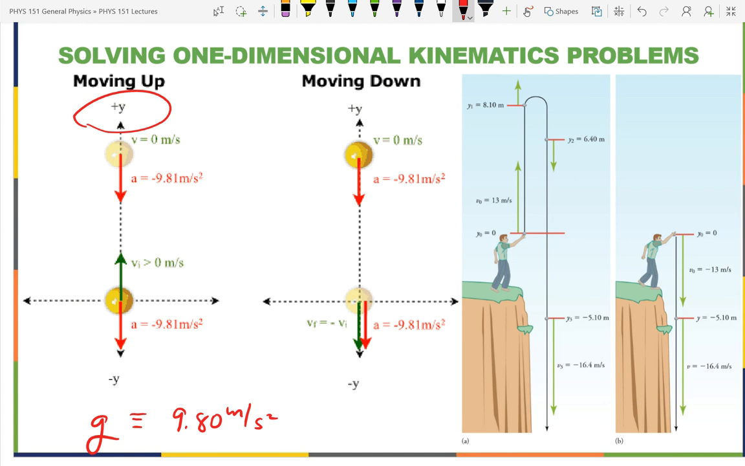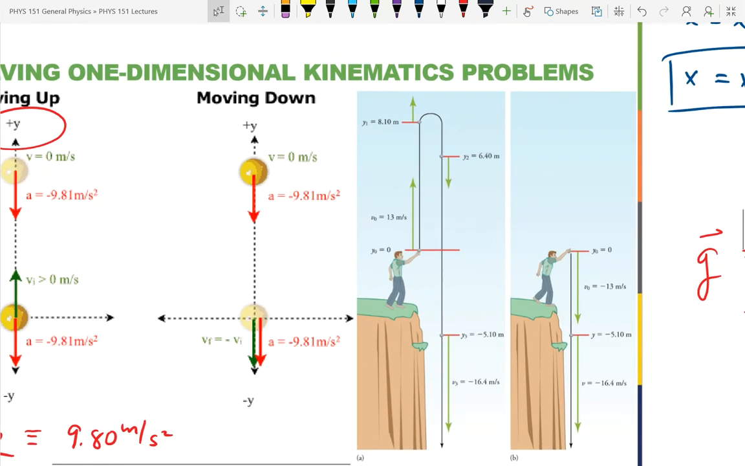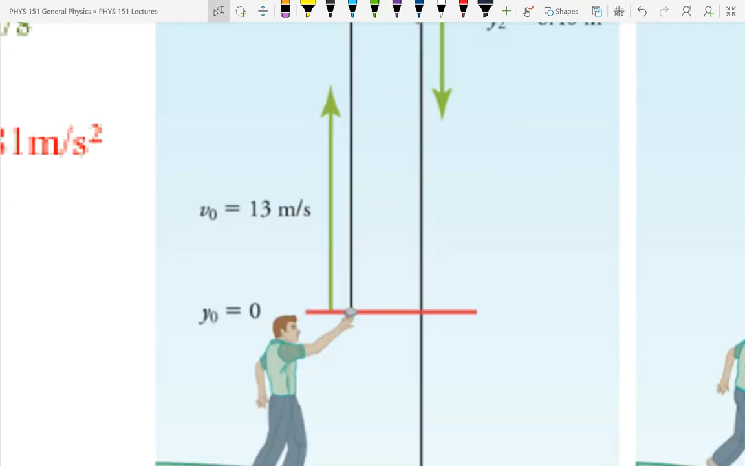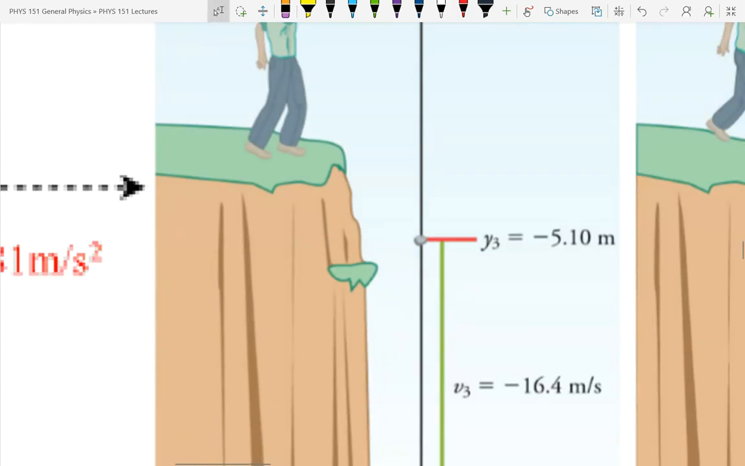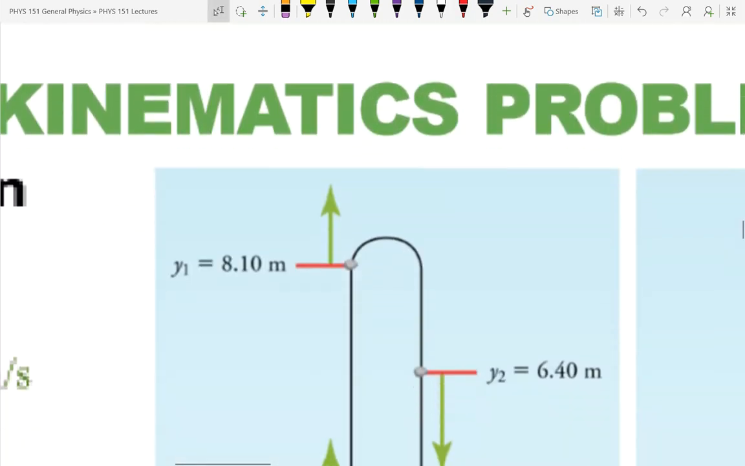Now in this picture, it shows a gentleman. And this gentleman is throwing the ball, and we're calling the height of the ball when it leaves his hand zero height. And it leaves his hand at an initial speed of 13 meters per second. And the problem actually asks how long is it going to take until it's 8.10 meters above where he released it. Actually, I think it says at 1 second it's here and 2 seconds there. But we'll see. Problems on the next page or next slide. And we go through. We can find all kinds of things, which we will do.